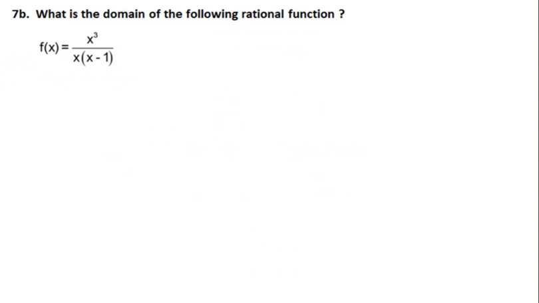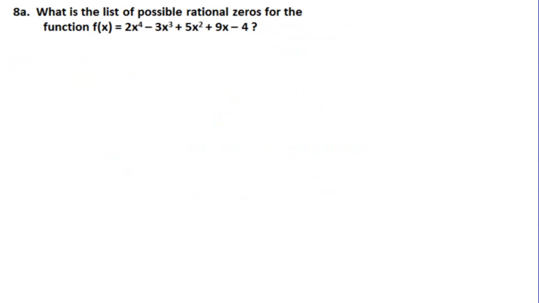7b, a similar type of problem. Find the domain of that rational function. 8a, what is the list of possible rational zeros for the function f of x equals 2x to the fourth power minus 3x cubed plus 5x squared plus 9x minus 4?